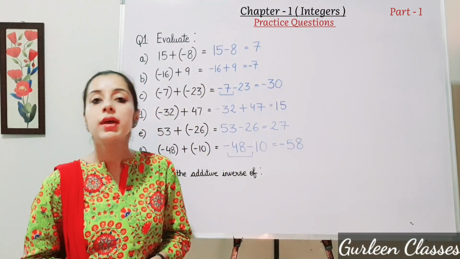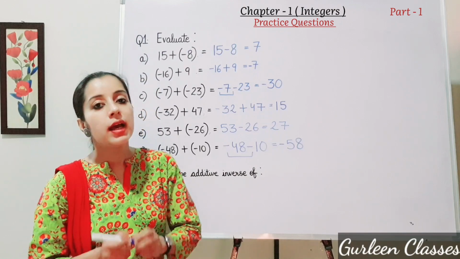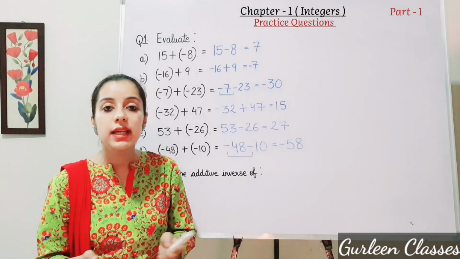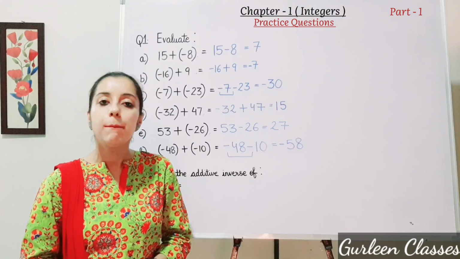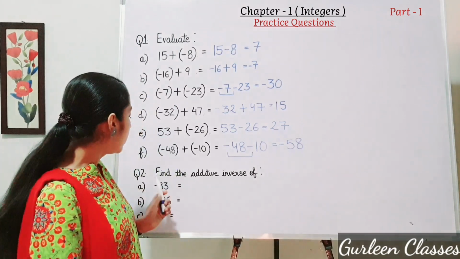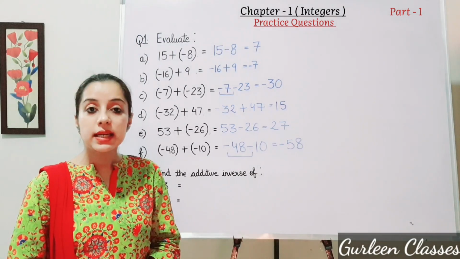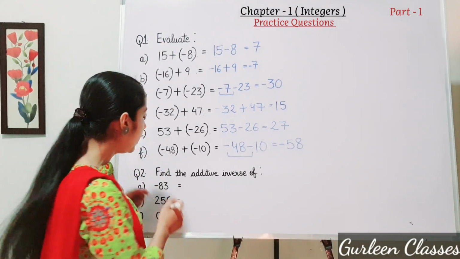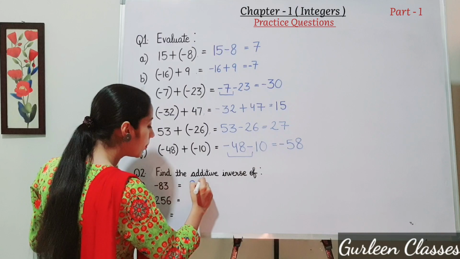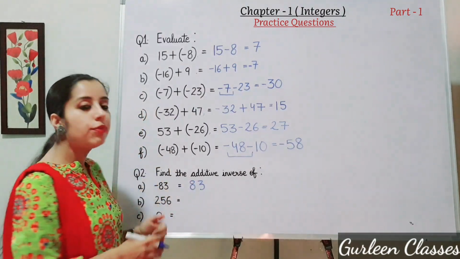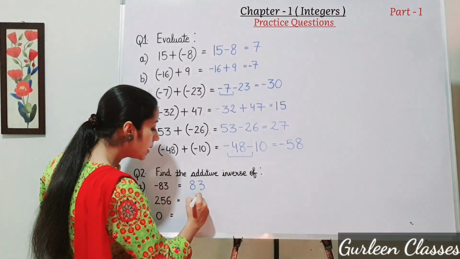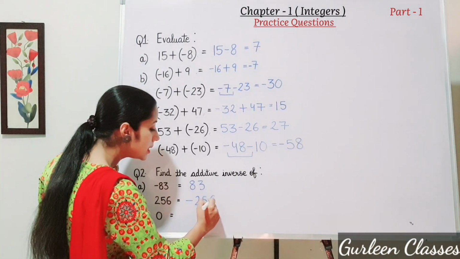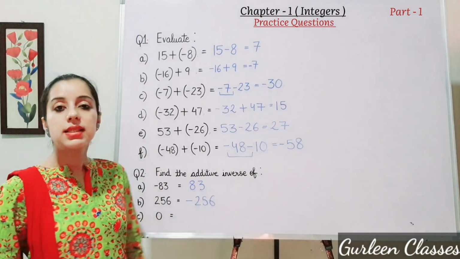Question number 2. Find the additive inverse of. Additive inverse is changing the sign. Plus will become minus, minus will become plus. A) minus 83. As it has a minus sign, so it will be plus 83. B) 256. As it is positive, so it will be minus 256. C part is 0.